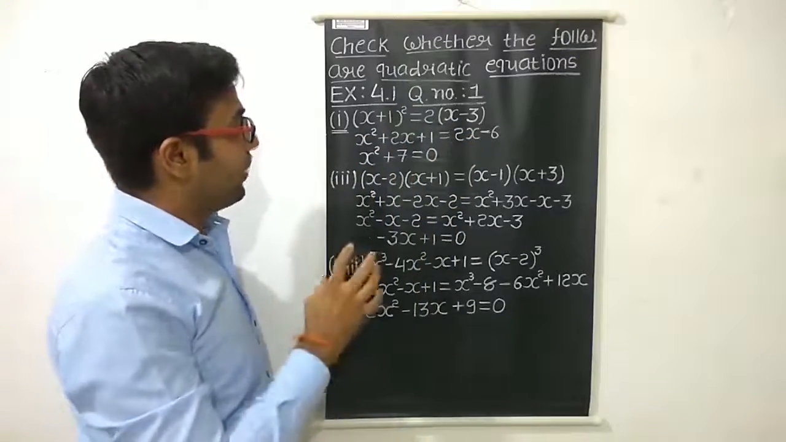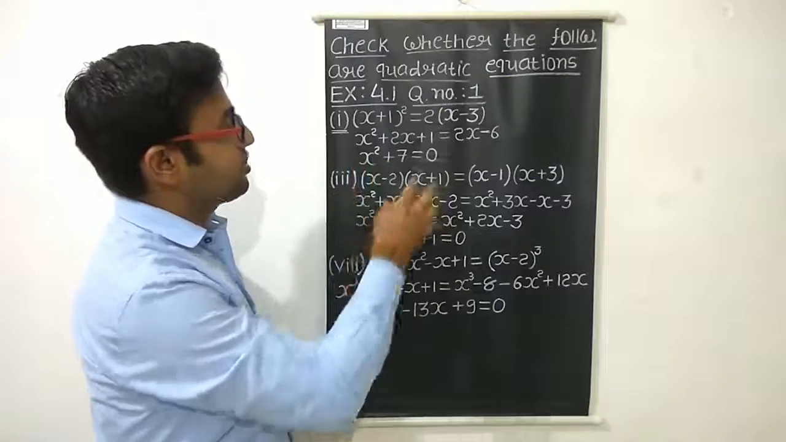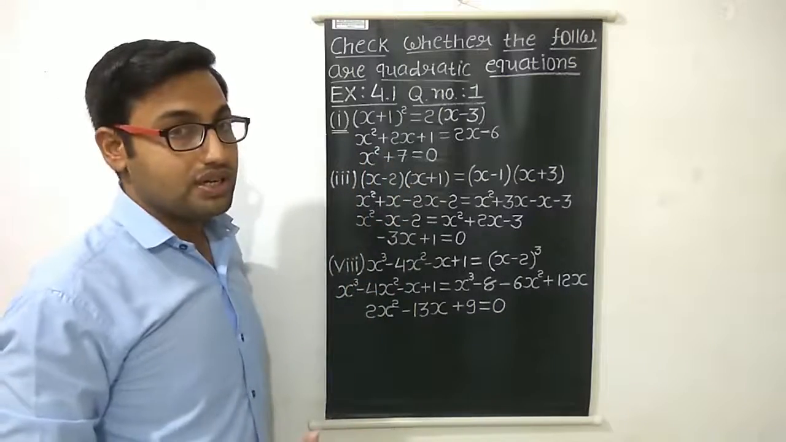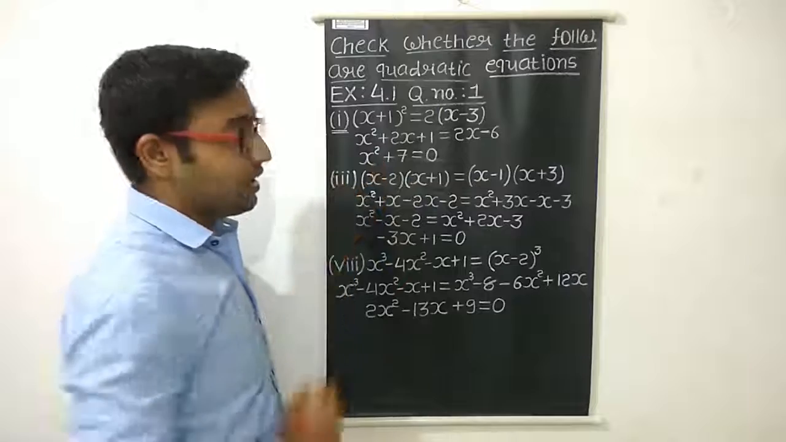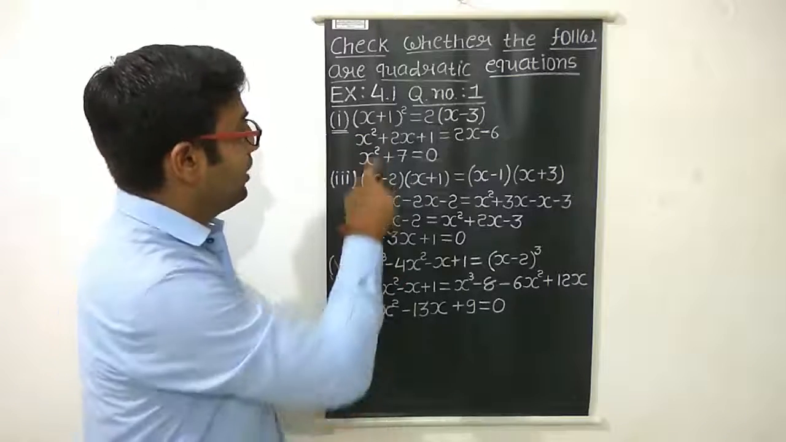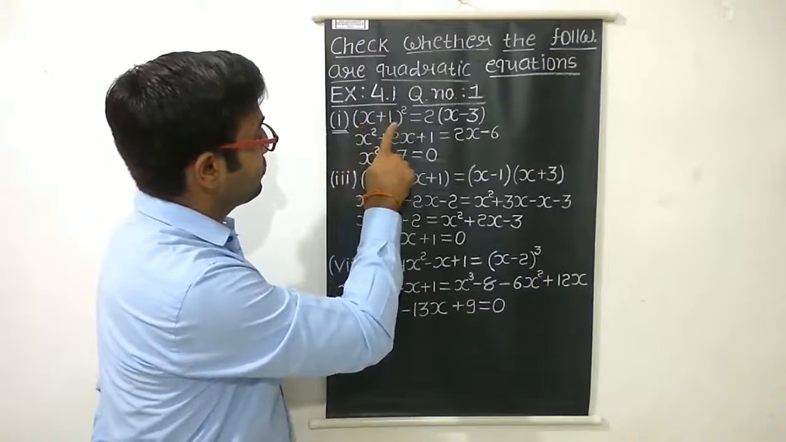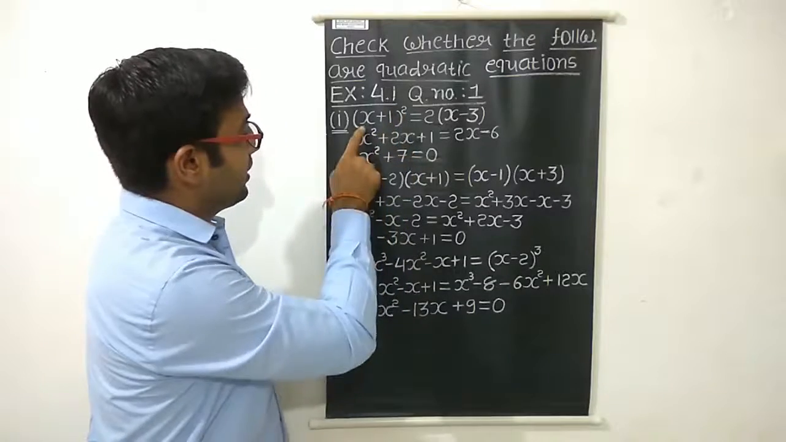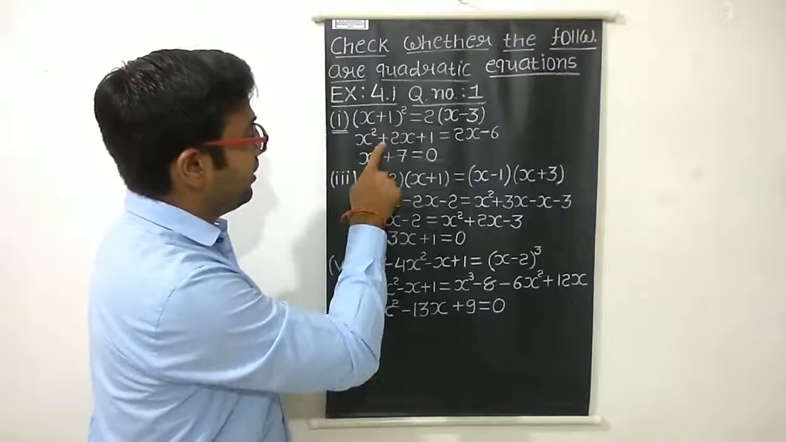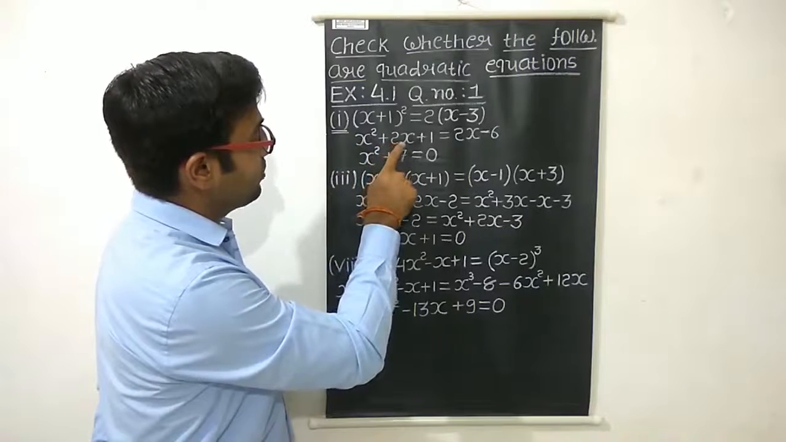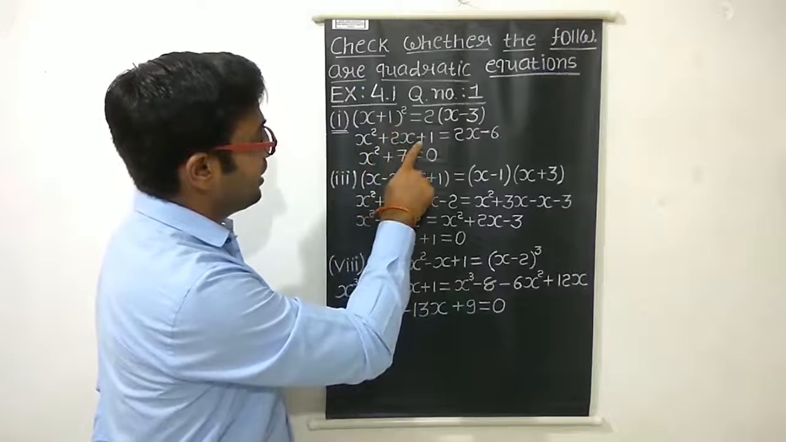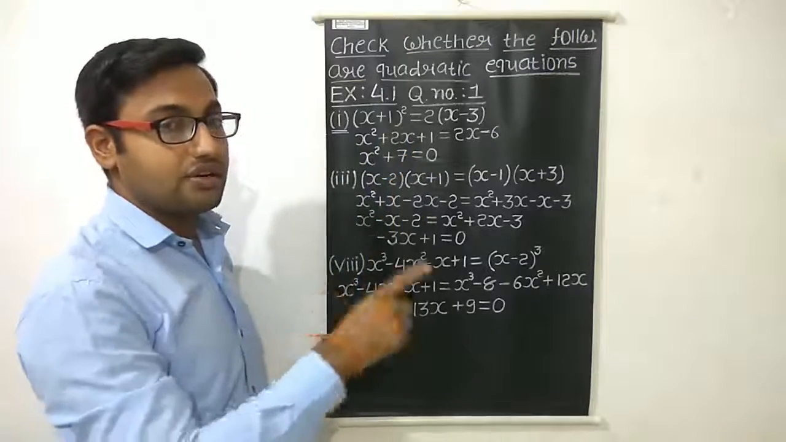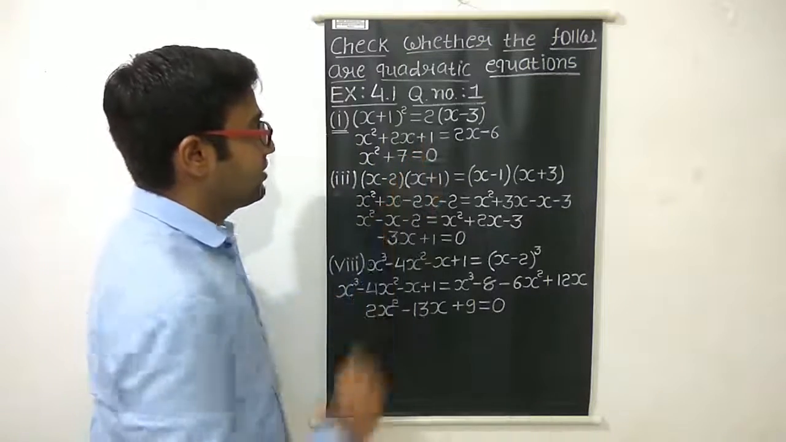Okay, so to find that out, we have to simplify both sides, and then decide whether it is a quadratic equation or not. Here we have x plus 1 square, so we have to expand this identity. What we get is the first term square, that is x square, plus 2 into the first term into the second term, that is 2x, and the last one is the second term square, that is 1 square, which is 1.